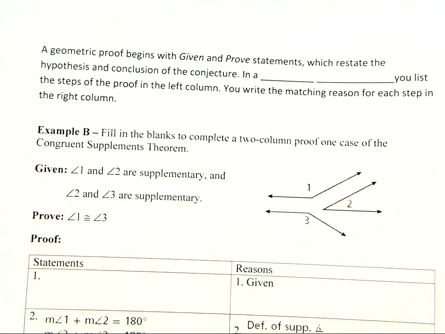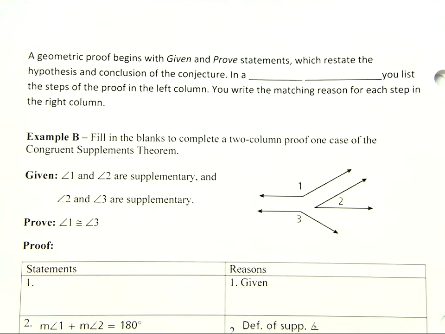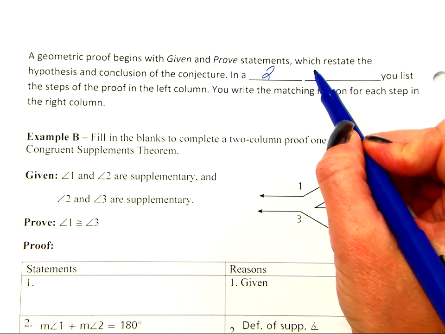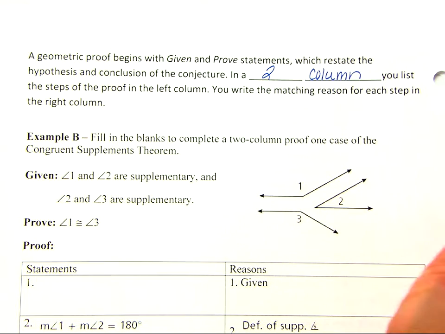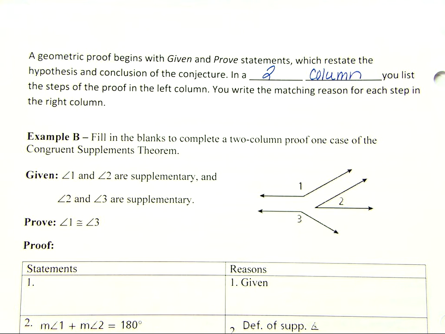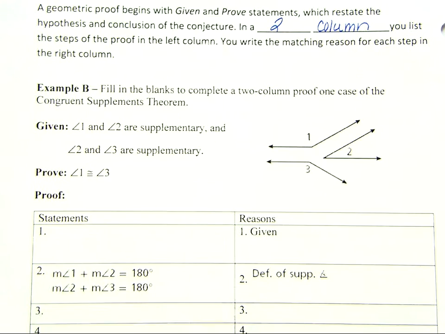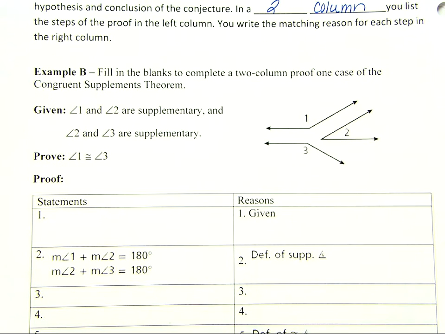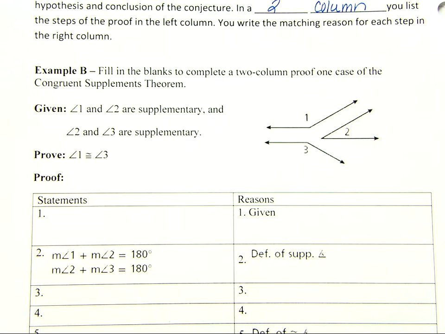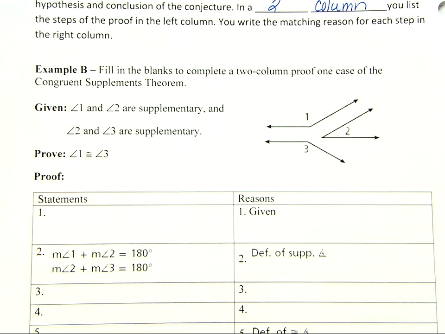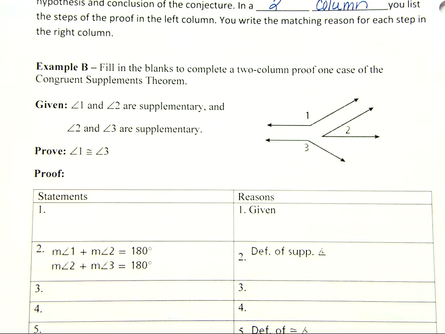Similar to our algebraic proofs, we're going to begin our geometric proofs with the givens. And when we write our geometric proofs, we are going to use a two-column format. So we're going to take a look at example B at proving the congruent supplements theorem. We're going to read our givens. Angle 1 and angle 2 are supplementary. Angle 2 and angle 3 are supplementary.